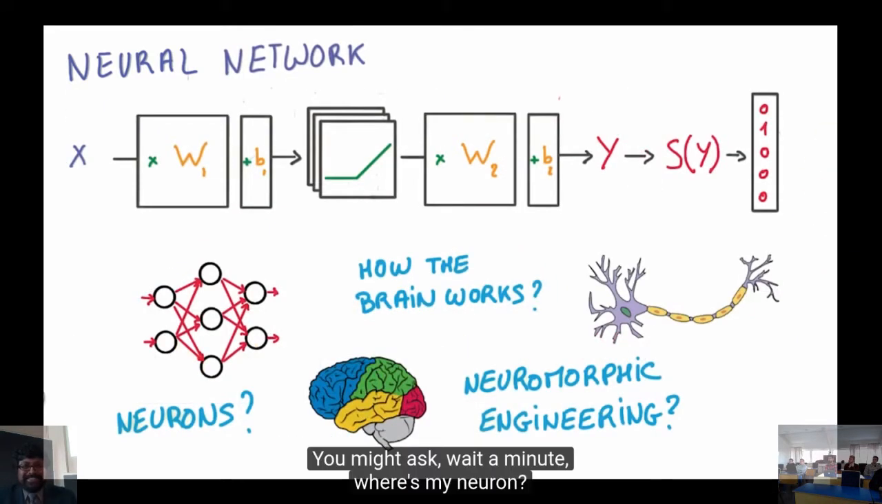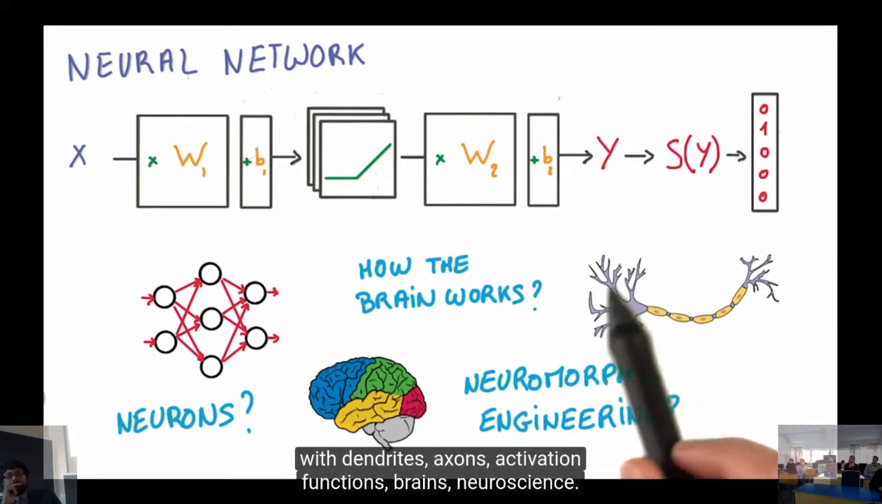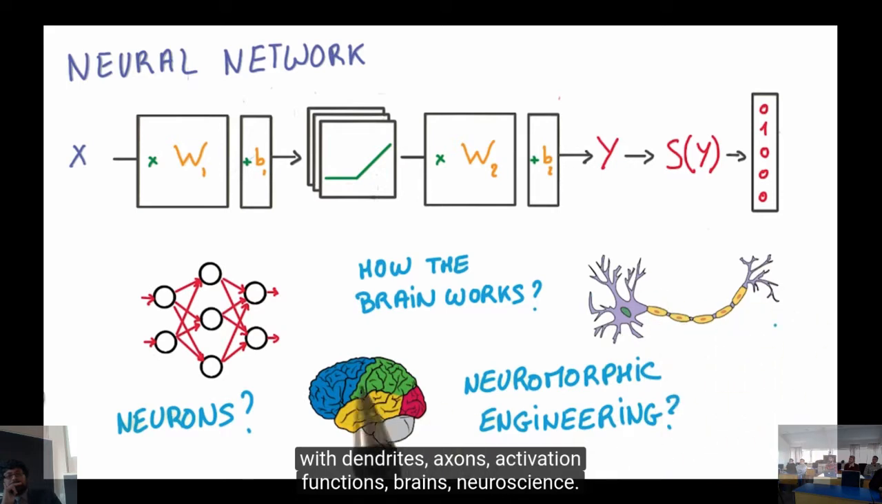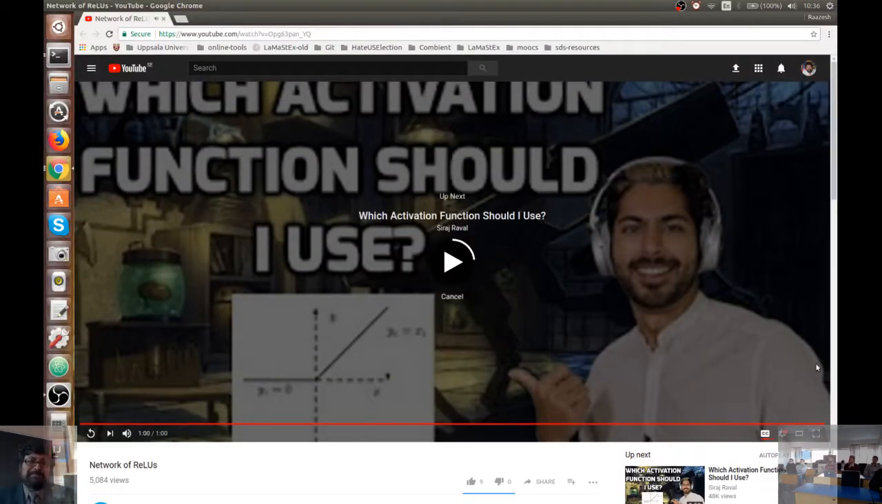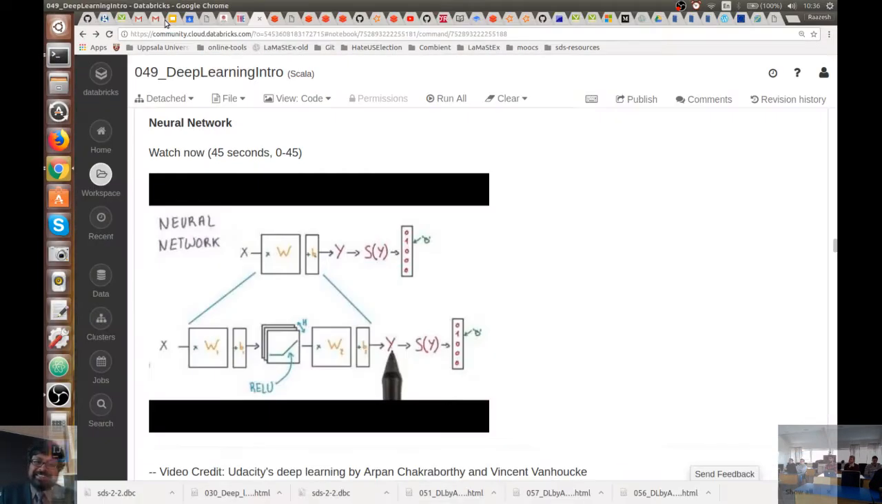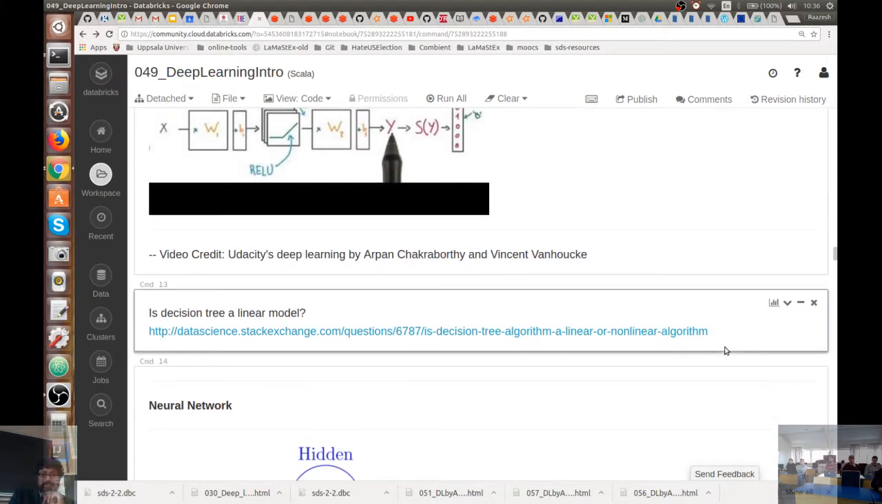You might ask, wait a minute, where's my neuron? In the past, when talking about neural networks, I remember seeing diagrams with dendrites, axons, activation functions, brains, neuroscience. Where is all that? Yeah, anyway, that's history. There is research in that direction, though, combining silicon and biology. I don't know any more about that literature.